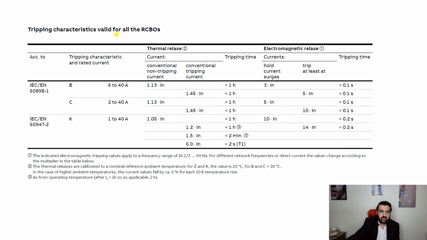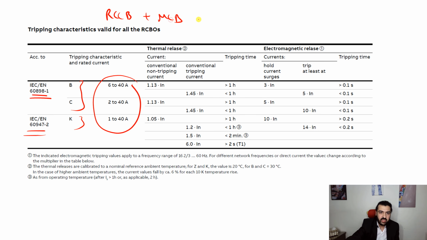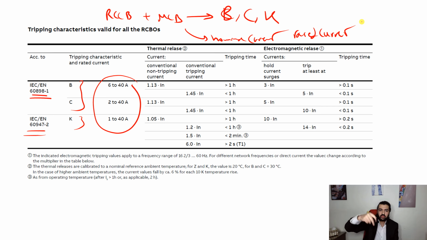Here we can see the tripping characteristic for all RCBOs. Now we have B and C according to this IEC standard, K according to this part of IEC. This is the rated current. We have RCCB plus MCB. MCB itself has a type of curve, B, C or K here, in addition to the nominal current or rated current that flows through the circuit breaker in normal conditions. So it has ratings from 6 to 40 amperes for these types.